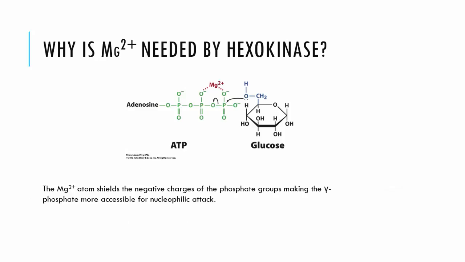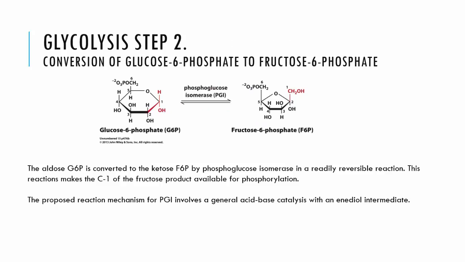As I mentioned previously, hexokinase phosphorylates glucose using ATP only in the presence of the cofactor magnesium. Magnesium is required by kinases such as hexokinase because it is used to help shield and stabilize the negative charges of the phosphate groups on ATP, allowing the gamma phosphate to be more accessible for nucleophilic attack preceding the phosphate group release and transfer. In step 2, an isomerase, phosphoglucose isomerase, converts aldose glucose 6-phosphate to the ketose fructose 6-phosphate.